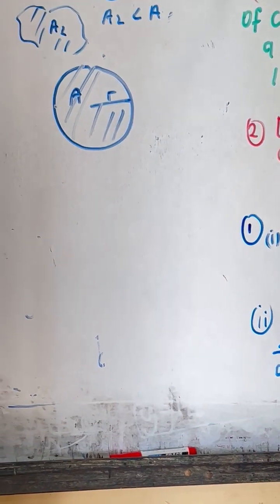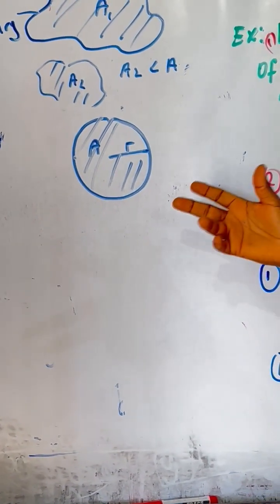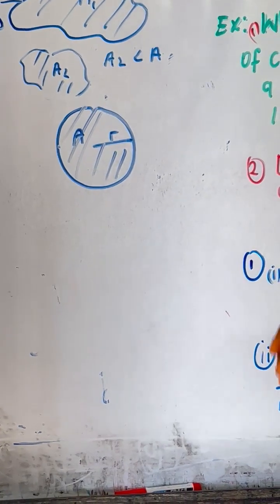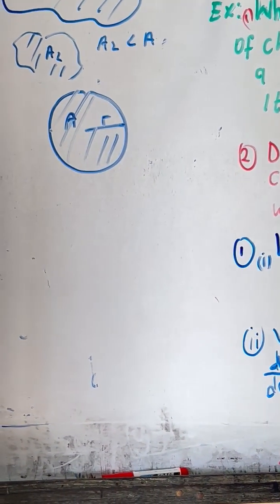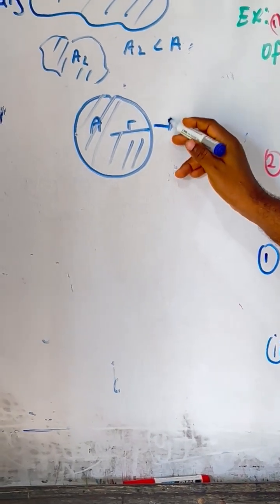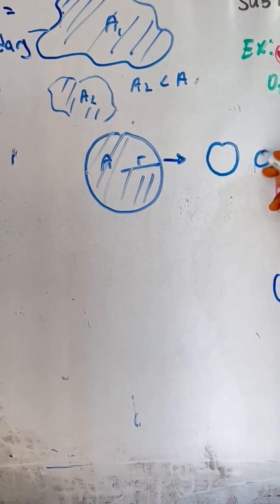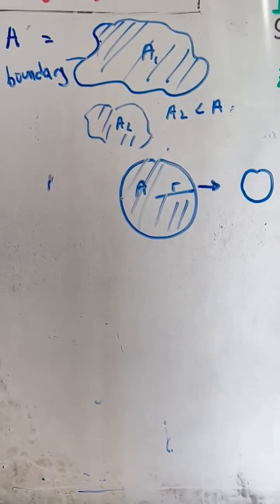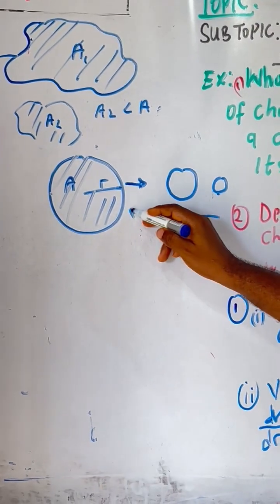So the circle may be increasing or decreasing based on if the instantaneous rate of change is an increasing rate of change or a decreasing rate of change. If it were to be a decreasing rate of change, that means the circle will become smaller and smaller. But if it were to be an increasing rate of change, that means the circle will become bigger and bigger.